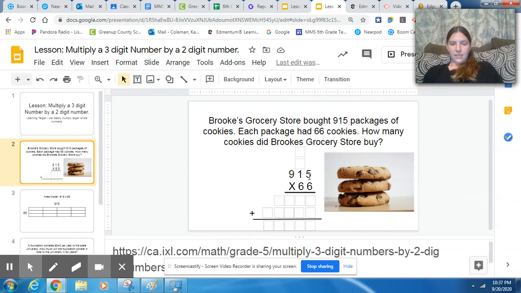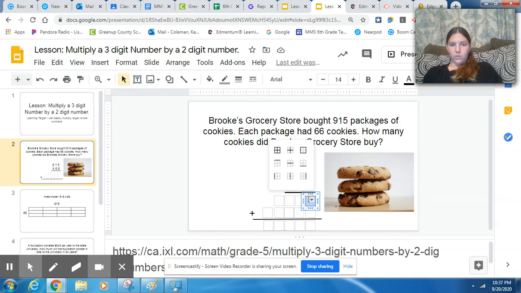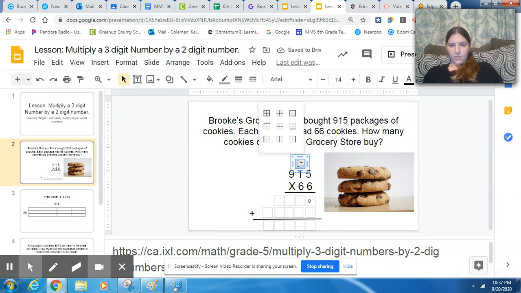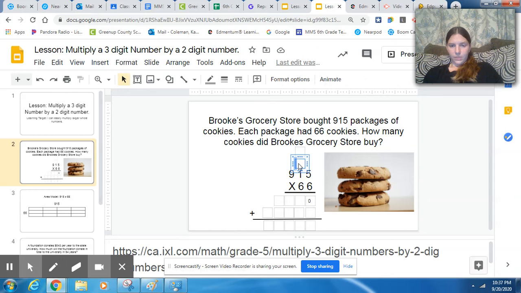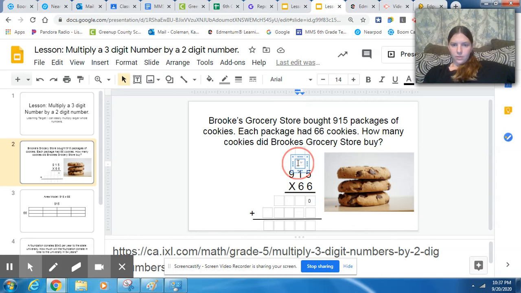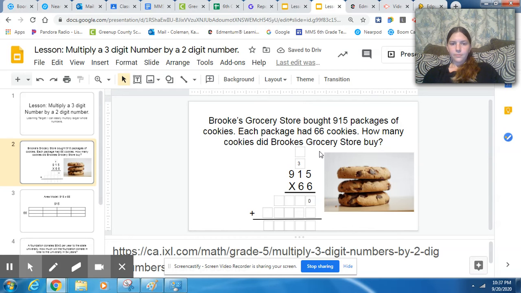5 times 6 is 30. So I bring my 0 down. I'm going to put a 0 in this box. Now I'm going to carry my 3 over to the next place value. So carry it to the tens place. There we go. So that was 30.